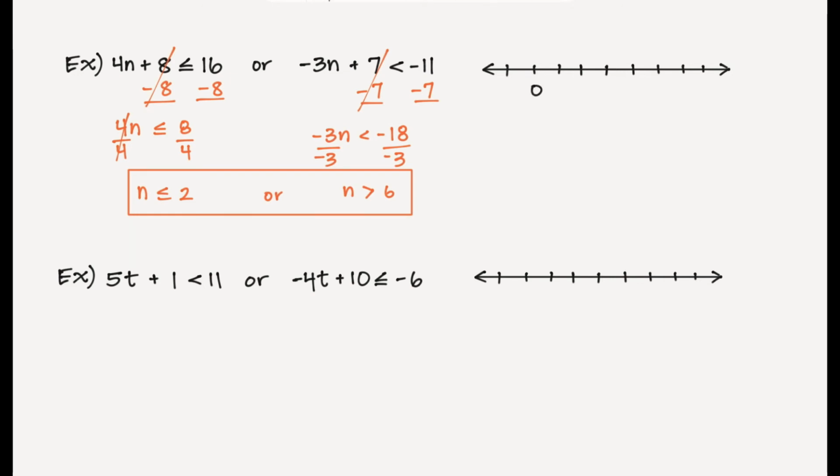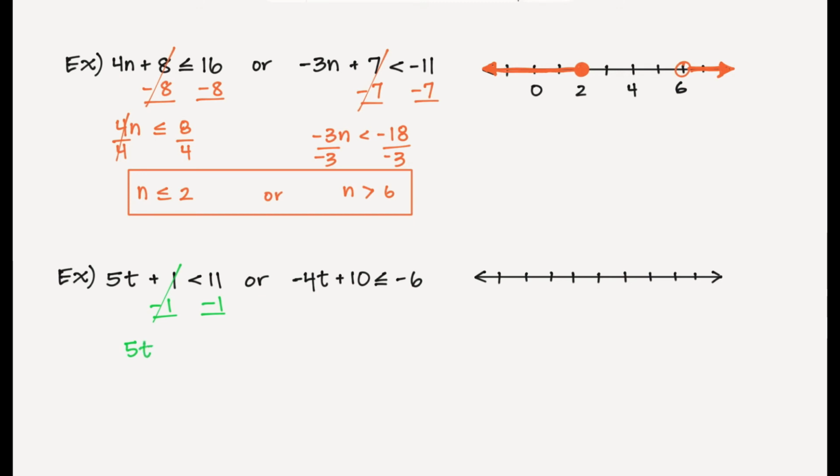So I'm going to go ahead and just number some of the values on my number line, and I'm going to have a filled in circle at 2, and I'm going to shade everything that is going to the left. And then I have an open circle at 6 and shade everything greater than that going to the right. And I'm done.